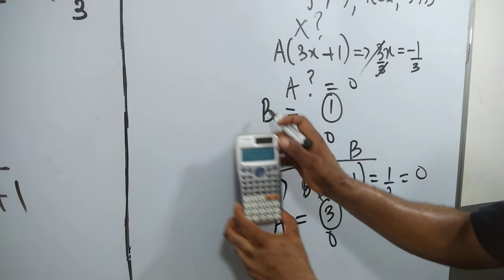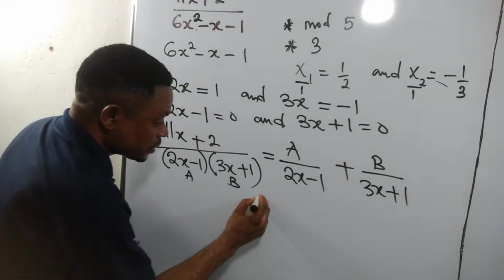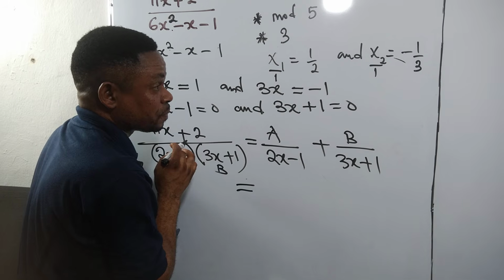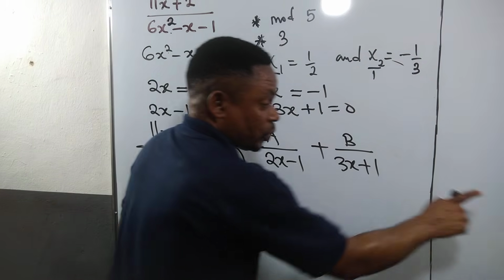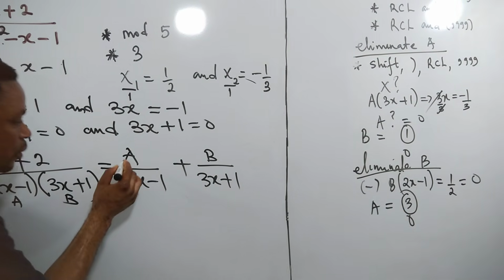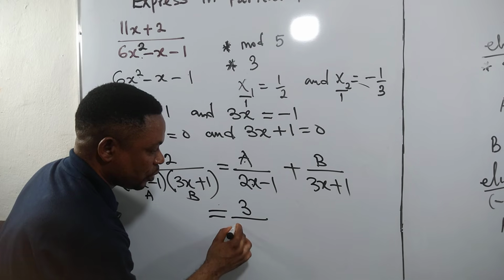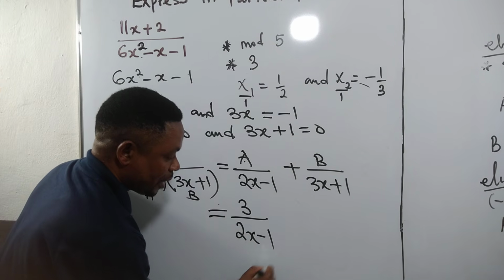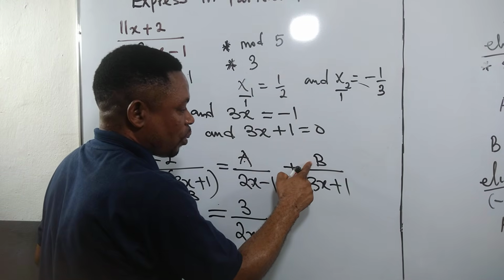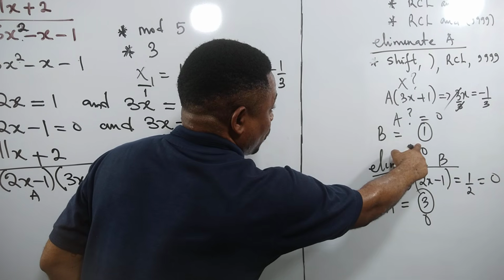Now back to the question. I want you to observe. Look at the question now. Let's now substitute. The first thing we are seeing is the value of A. Remember that A has been solved already. The value of A is 3. I will now remove A here and introduce 3 divided by the denominator, which is 2x minus 1. Then I will add. Next is the value of B. What is the value of B? The value of B is 1. Am I communicating now?